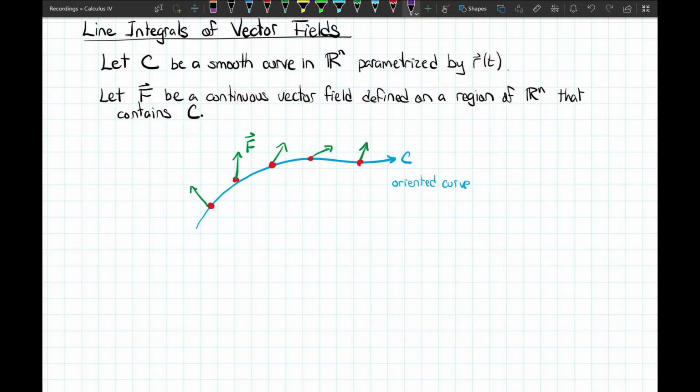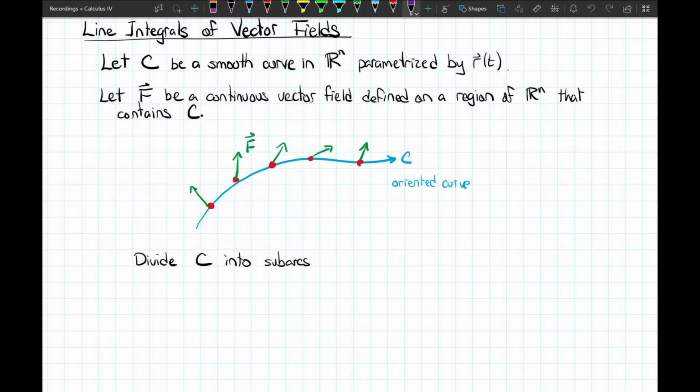And what we're going to be doing, much like last time for a line integral, is start by forming a sum. We'll start by dividing C into subarcs. But this time, instead of thinking about the length of each subarc, let's try to represent each subarc by a vector.